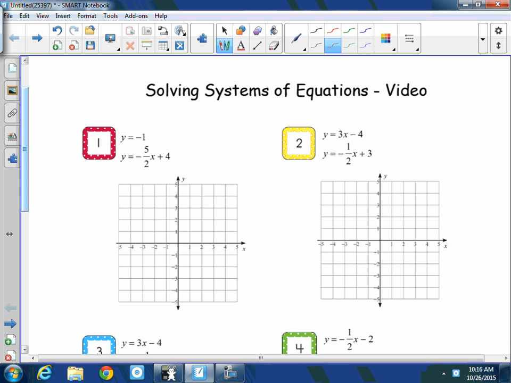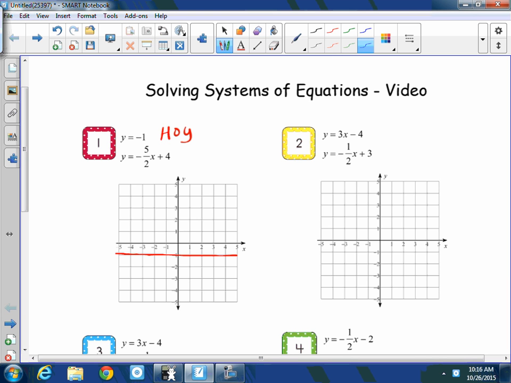So we're going to go ahead and start by grabbing the first one. When I see y equals a number, I automatically think about horse, so this needs to be a horizontal line at y equals negative 1. So there's my first one. I'm going to grab a different color and do the next one.